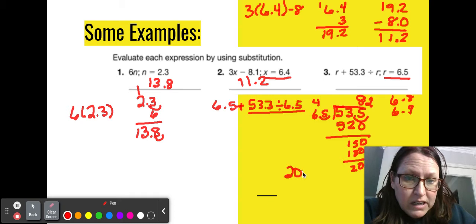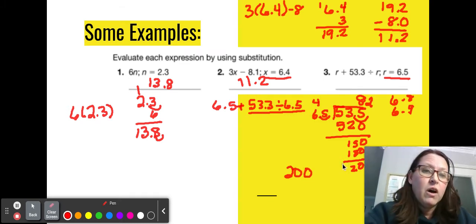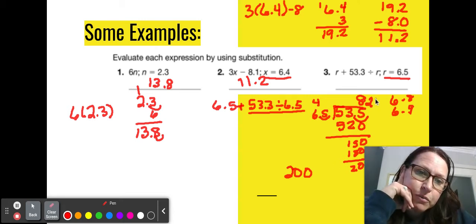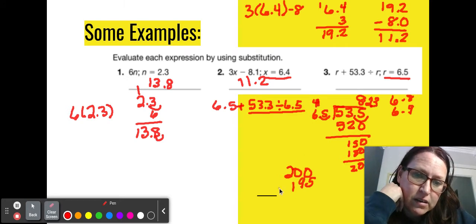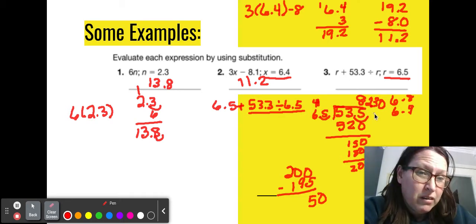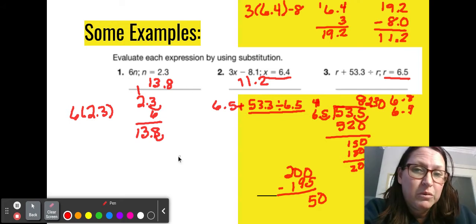So I've got 20. So I've got to bring down a 0. So 6 times 3. So I'm going to put a 3 right here. 3 times 5 is 15. 3 times 6 is 18, 19. Minus 195. So I've got 5. Bring down a 0, which is 0. So right now my answer is 8.230. And remember in class, I told you go 3 decimal places. So we're going to stop right there.